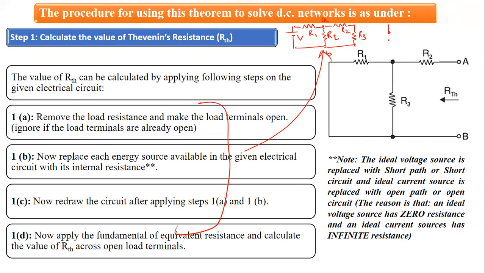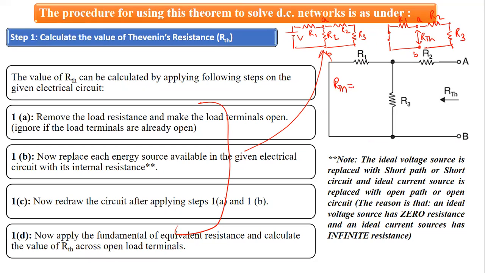So there was a voltage source here. It is shorted. And then we have a resistance. Then we have terminal A. Then we have here terminal B. And we have resistance R2. We have a resistance R3. Now here we are calculating RTH across the open load terminals. Now this is R1. Now what will be the value of RTH here in this case?